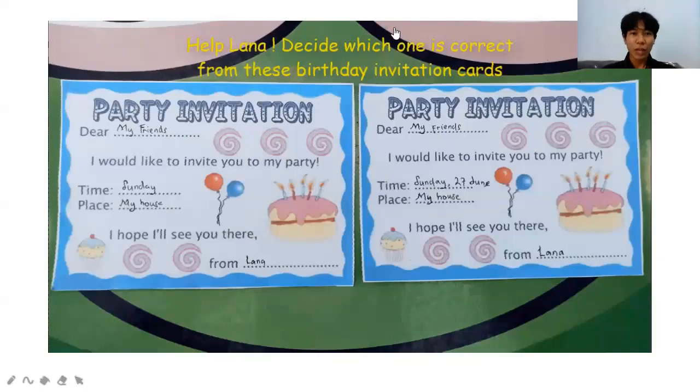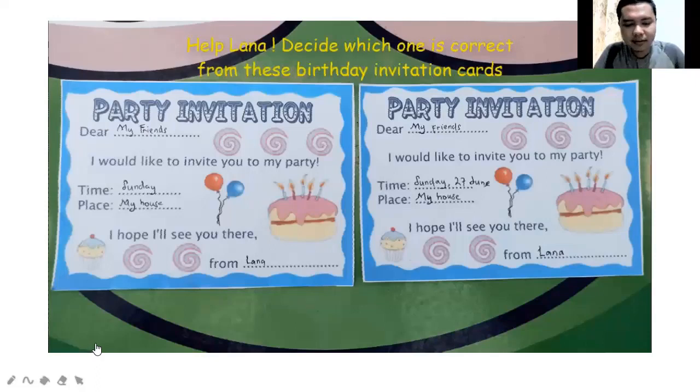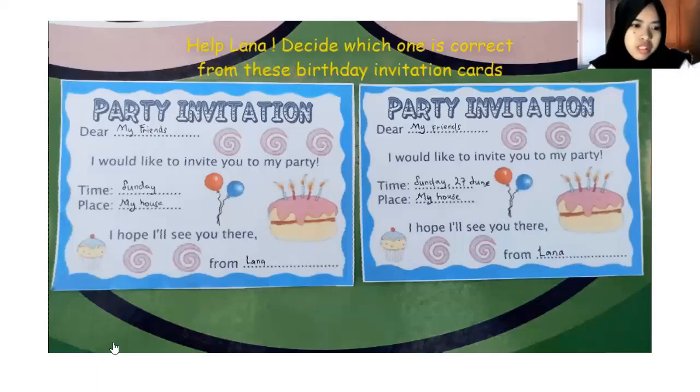I want you to help Lana decide which one is correct from this birthday invitation card. There are two birthday invitation cards written by Lana, and he is confused about which one of his birthday invitation cards is correct. Can all of you help me? Yes, sir. Sure. Thank you, everyone. So let's start playing the video.